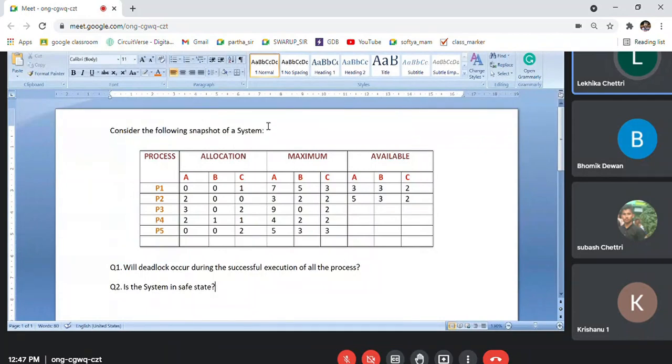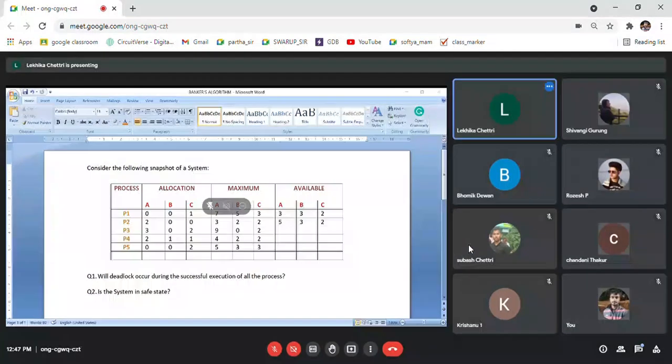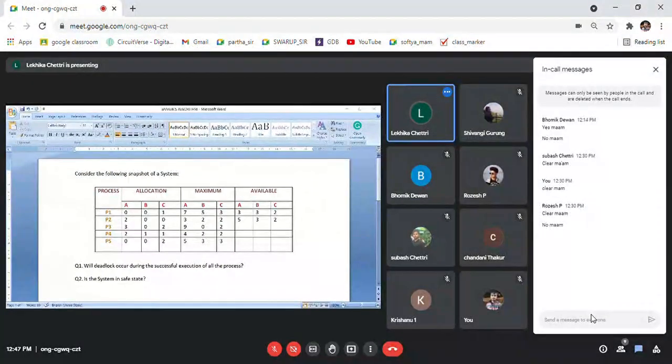Is the question clear? Is the Banker's algorithm clear? Is your safety algorithm clear? Do you have any doubt from this question? If no, first in the chat box write down yes or no. Is the question clear? Class, is the question clear?